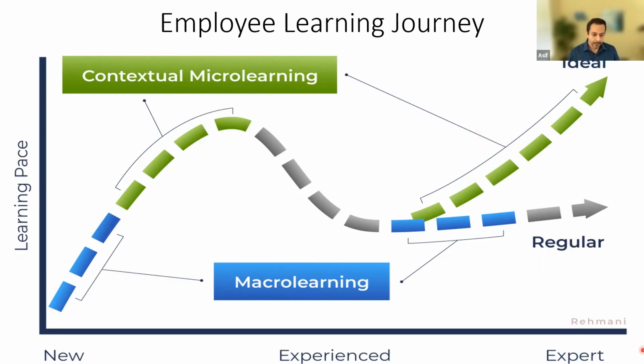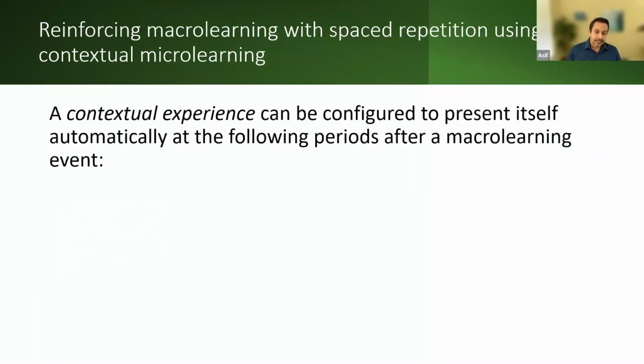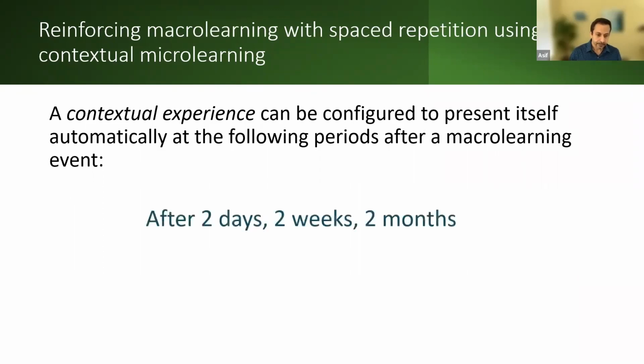Okay. All right. Now, when macro learning does happen, as I mentioned before, there's a concept of spaced repetition that can be used for contextual microlearning. So a contextual experience can be configured with a specific pattern, and the pattern I'm going to show you right now, to reinforce the concepts that people have learned in the beginning or at another macro event in the middle. And that's usually after 2 days, 2 weeks, 2 months. Some people use different formulas. That's perfectly fine.